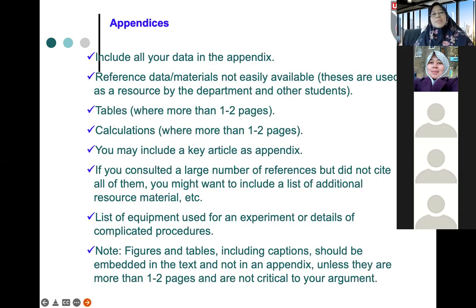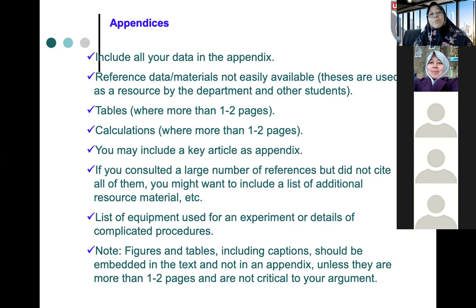Okay, so appendix. This is, for me, wrong: include all your data in the appendix. You do not need to put all the data in the appendix. Most of the data should be in chapter 4, unless you have so many, for example, if you run so many GCMS, so many NMR, that if you put them in chapter 4, it's not nice, because you have too many.